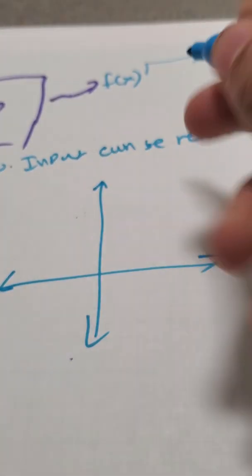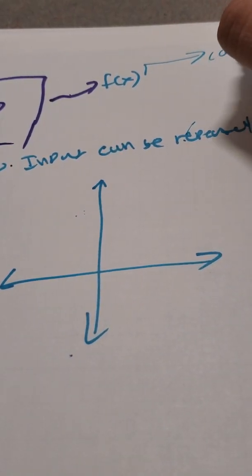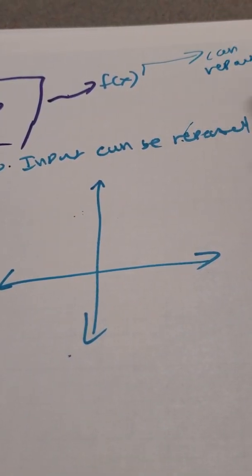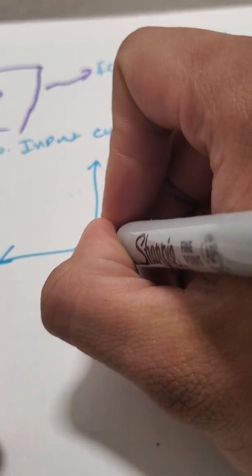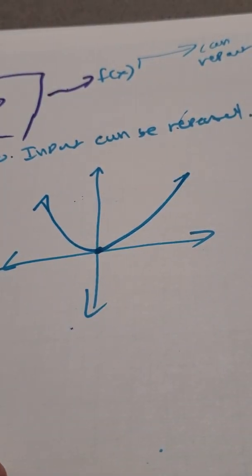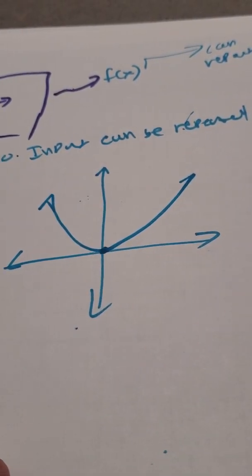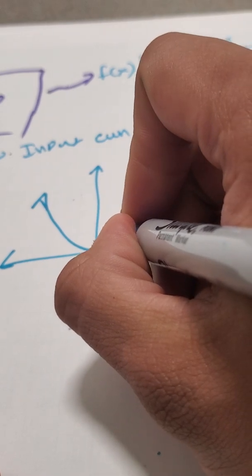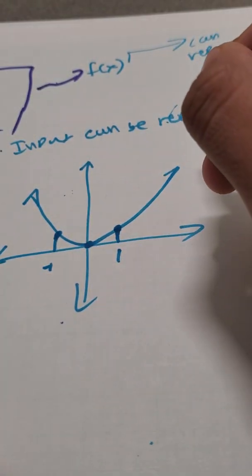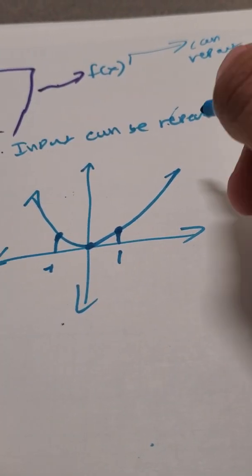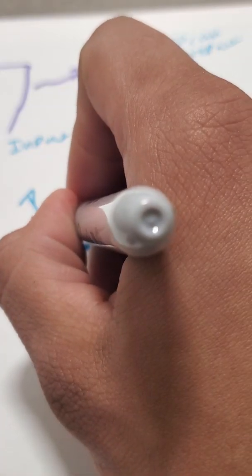A good example of this is the quadratic graph, which we'll cover soon. At 1 and -1, they're two different domain values with the same output value of 1.